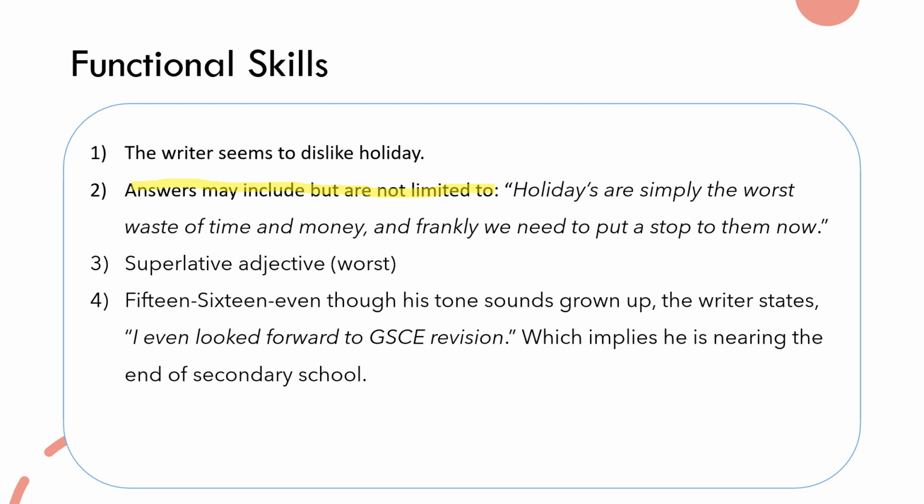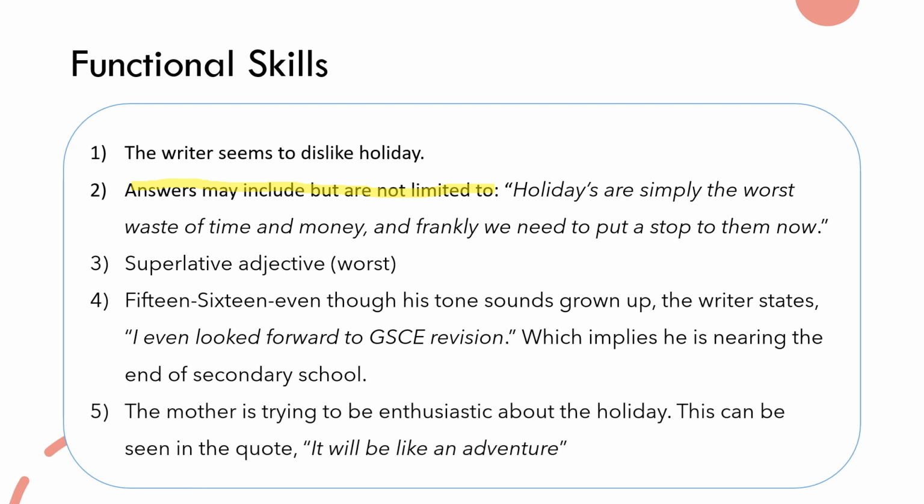The writer does state, "I even look forward to GCSE revision," and the implication behind that is that he's nearing the end of secondary school. So that is another example of the implicit information, where we have to go ahead and think about reading between the lines and trying to really use the evidence to fill in the blanks and to understand the full picture.